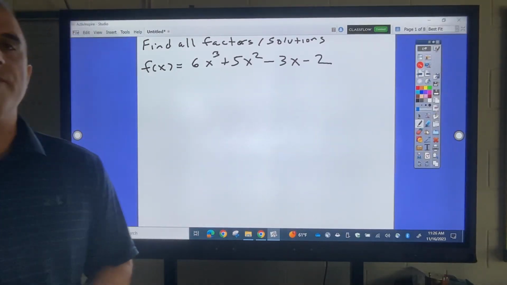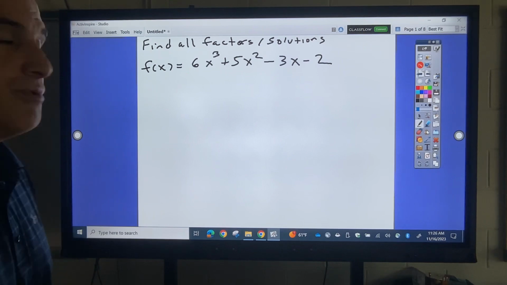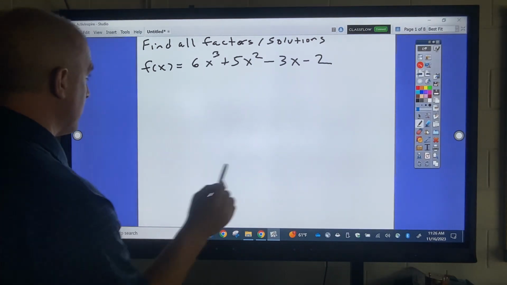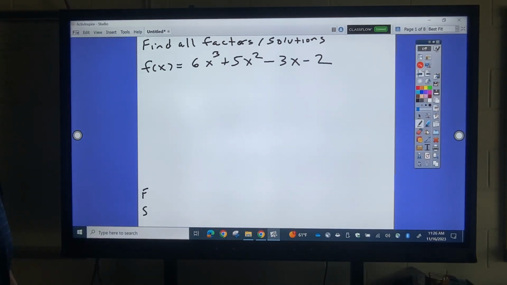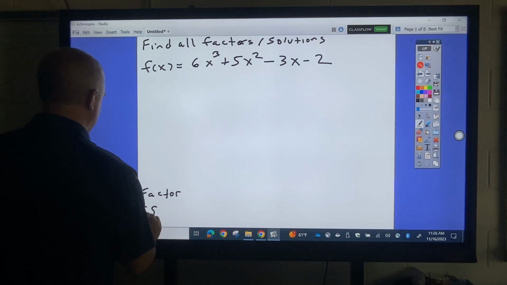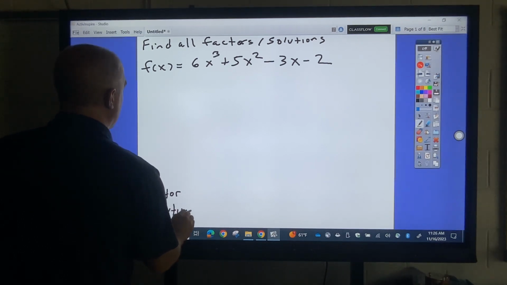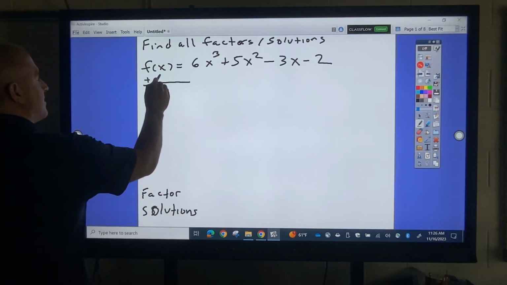Okay, this is going to be a video on finding solutions and factors with polynomials given no clues. So what you want to do is find all the factors and solutions. I'm just going to write F and S for factors and solutions. What you're looking to do is come up with your possibilities. We talked about that in the last lesson.